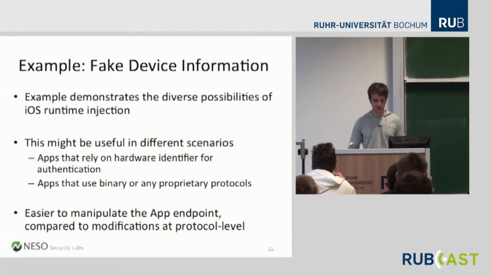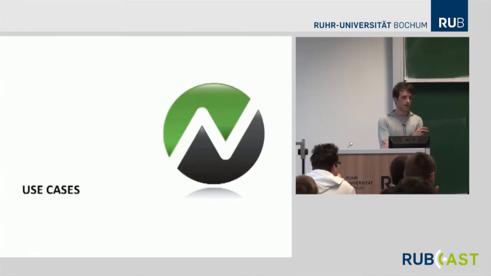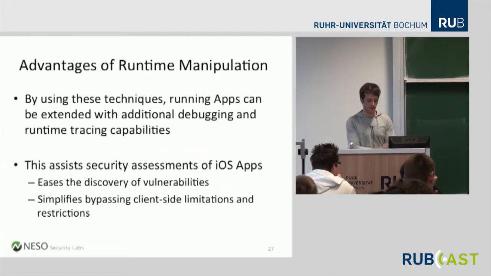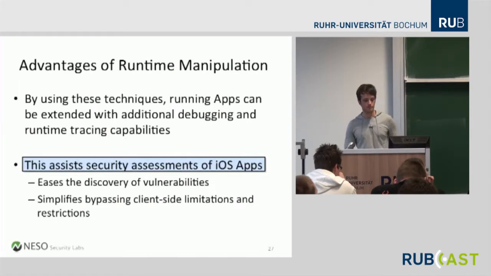Let's look at some more use cases. As we have seen, running apps can be extended with additional debugging and runtime tracing capabilities. This is a great feature to assist security assessments of mobile apps. Runtime manipulation makes it a lot easier for us to discover vulnerabilities inside apps. I will show you that in a few minutes. And it can even prove client-side security measures useless. In the following, just one example, and more will follow soon.